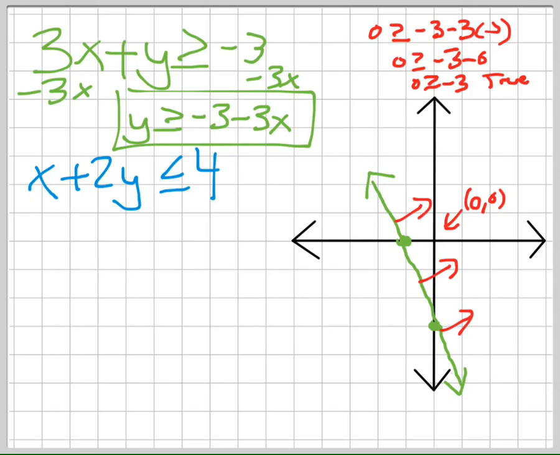Yes, question? Since they're both -3, wouldn't you go down 3? Right. So you could go down 3 to the right one, or it's the same thing as going up 3 and back 1. Right. Yeah.